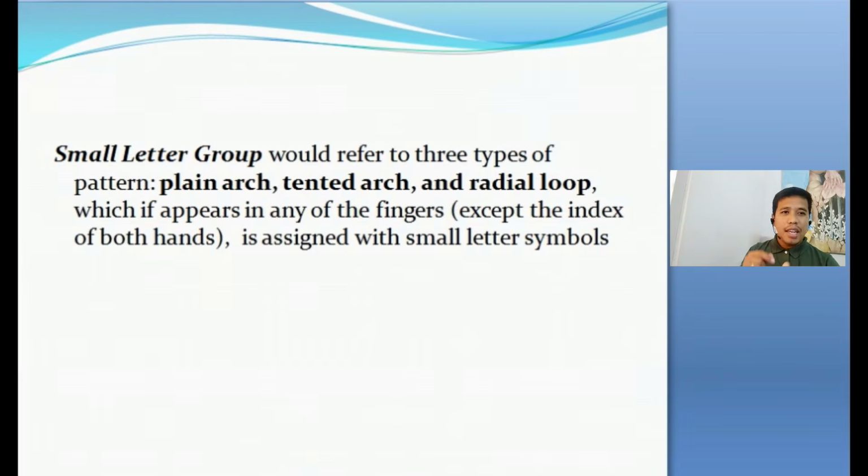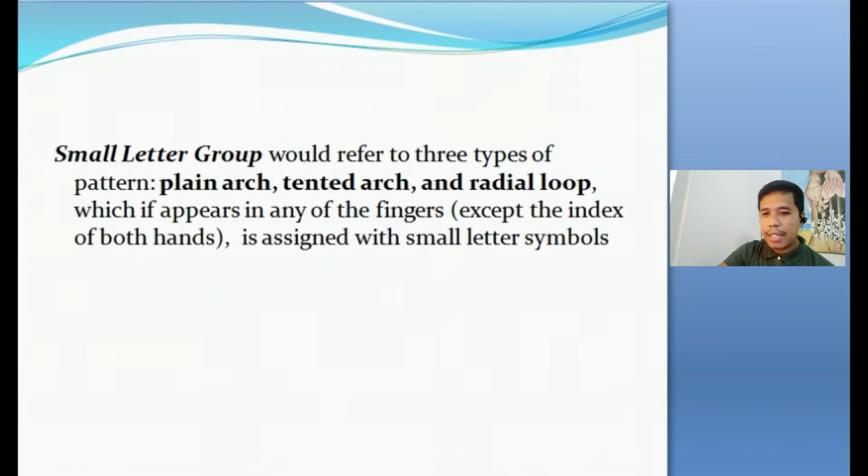Another example, plain arch appearing on the left index, that would be capital A. Okay? Capital A. Pero pag ang plain arch nag-appear sa thumb of the left hand, kasi yung thumb is not the index finger yan, if it appears on the thumb, then the assignment again is letter A. But in that instance, letter A is small letter. Okay? Small letter group, the plain arch, the tinted arch, and the radial loop, which if appears in any of the fingers, except sa index fingers, is assigned with small letter symbols.